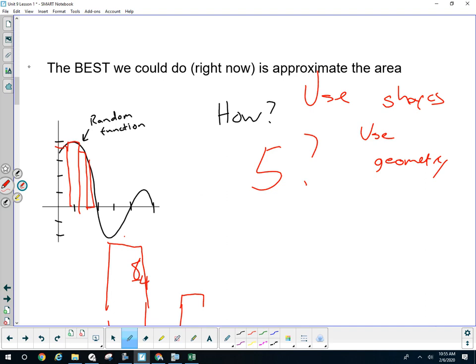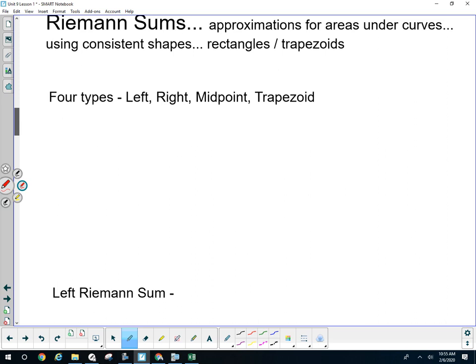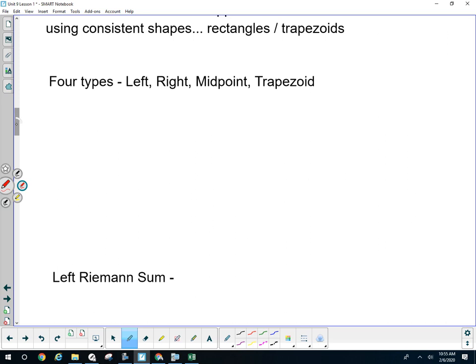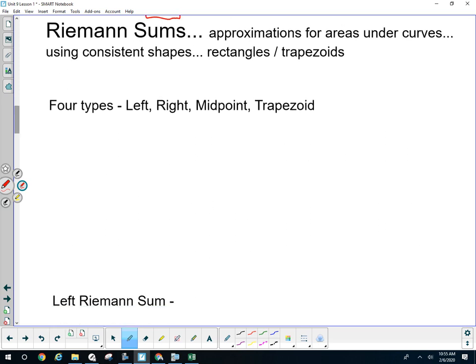Okay? Cool. Well, the process of using shapes to find approximations of areas is called a Riemann sum. It's a process where we use a specific type of shape depending on the type of Riemann sum. We'll use that shape to approximate an area. There are 4 types we will focus on: a left, right, a midpoint, and a trapezoid. The left, right, and midpoint all use rectangles.